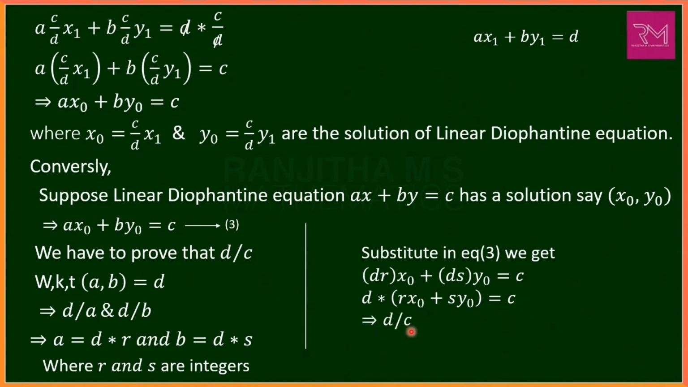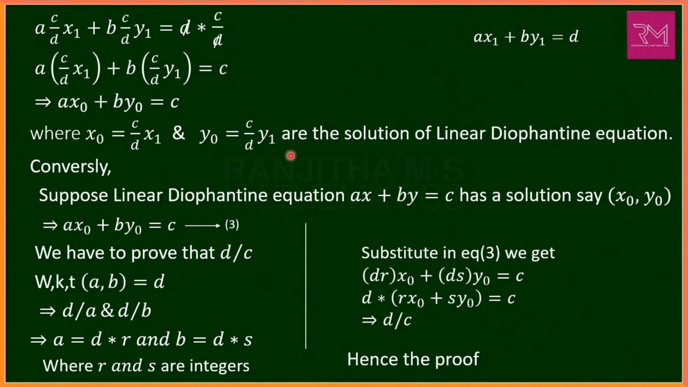If d divides c, we can take it as c is equal to d into some integer. We know that r is an integer, s is also an integer, and x0 and y0 are also integers. So d into r x0 plus s y0, which is equal to c, is the same as d divides c. Here we considered the linear Diophantine equation as having a solution and we proved d divides c. So this completes the proof.